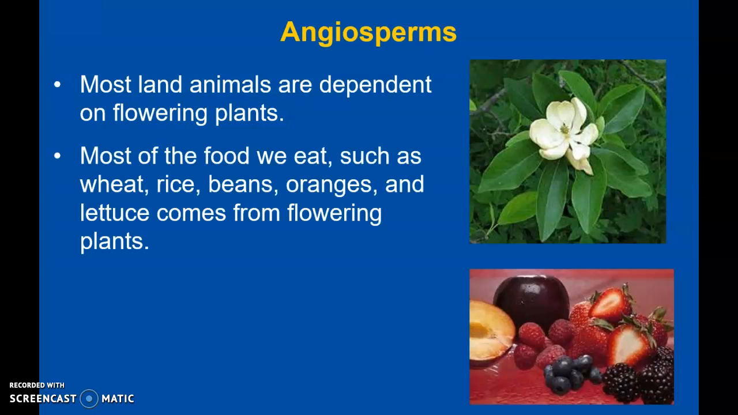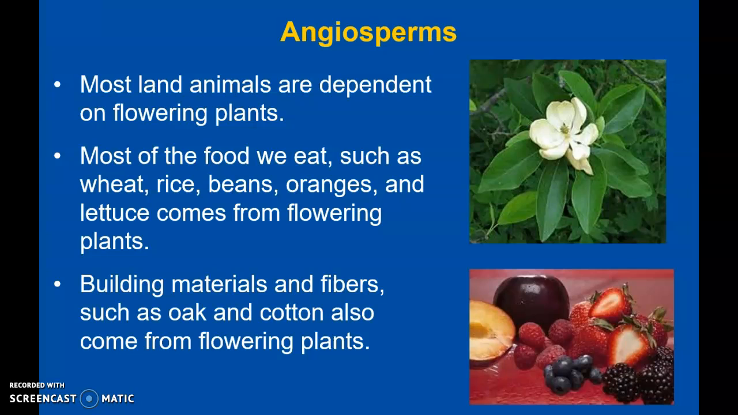Most land animals are dependent on flowering plants. Most of the food we eat comes from these flowering plants, like wheat, rice, beans, fruit, lettuce. It also gives us the building materials and fibers that we need, like oak and cotton. Those all come from flowering plants as well.